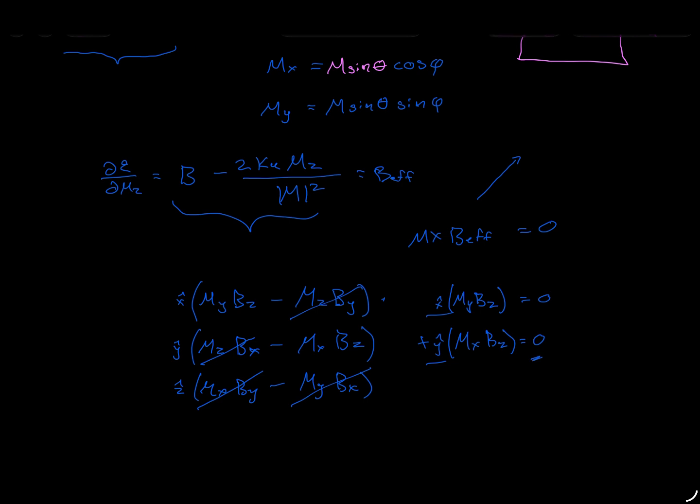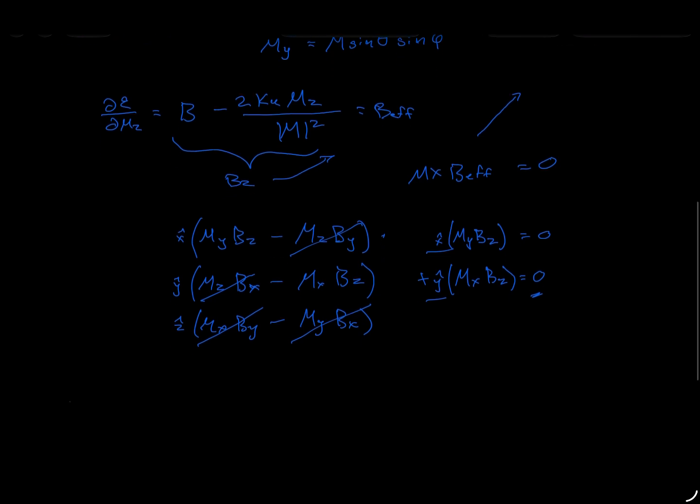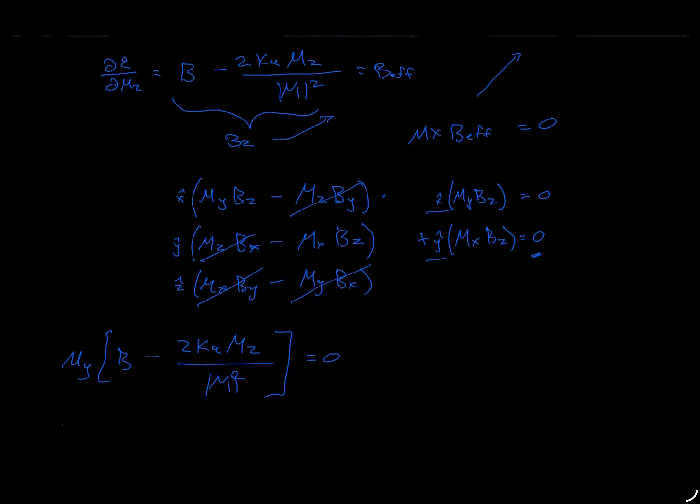That's really it. So now we're just plugging in our bz, which is up here. This is bz, or b effective here. So we get my times b minus 2ku mz over magnitude m squared equals 0. And then we also have mx times the same thing. So b minus 2ku mz over magnitude of m squared is 0.